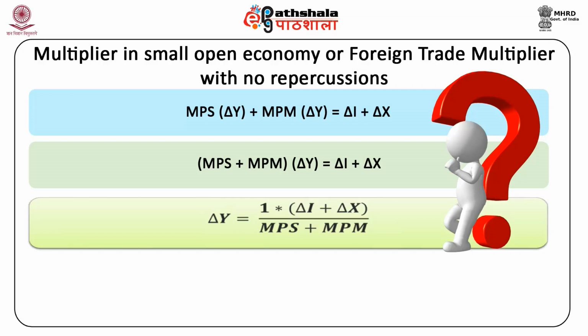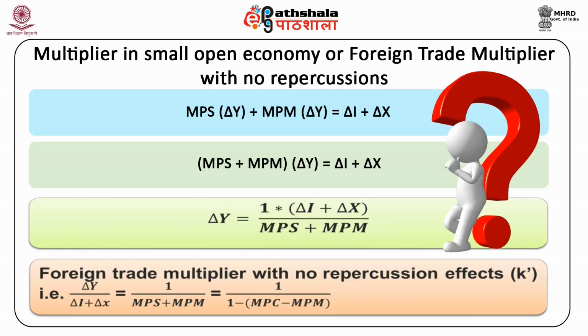Delta Y is equal to 1 into delta I plus delta X upon MPS plus MPM. Hence, foreign trade multiplier with no repercussion effects, K dash, that is delta Y upon delta I plus delta X, is equal to 1 upon MPS plus MPM, which is equal to 1 upon 1 minus MPC minus MPM.